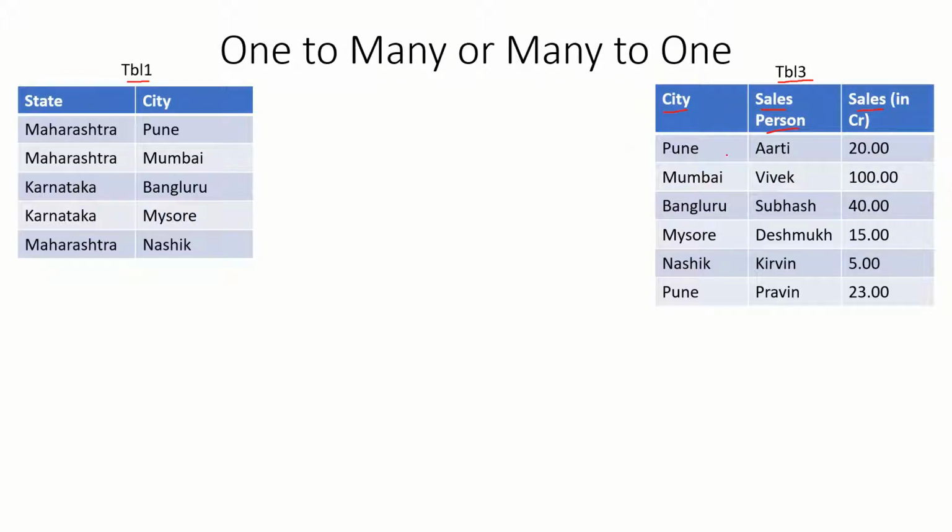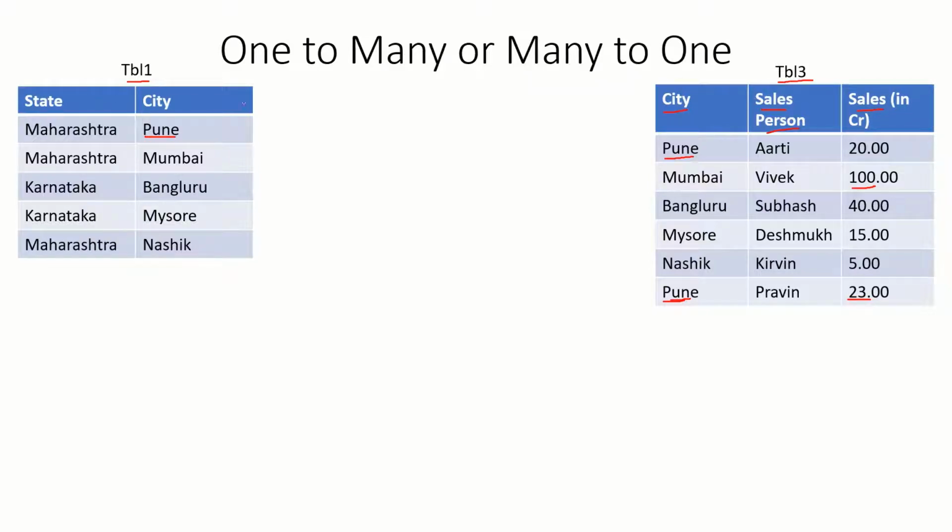In Pune city, Arti has made a total sales of 20 crores. In Mumbai city, Vivek has made a total sales of 100 crores. Again, if we just move down, in Pune, Praveen has made sales of 23 crores. So here we can see that Pune is occurring twice in this particular table, right? Whereas in table 1, Pune is occurring only once.